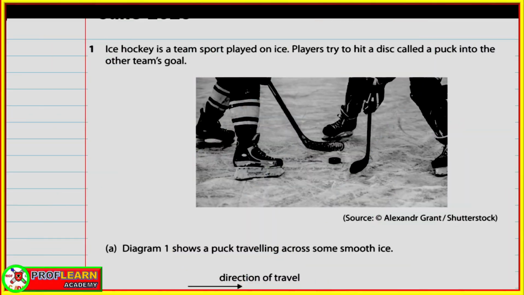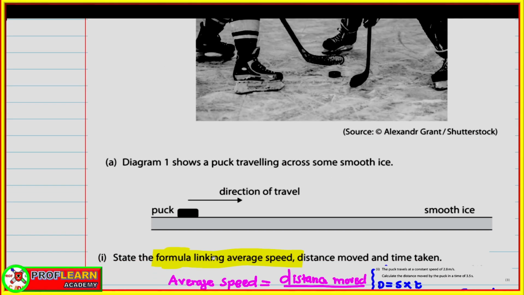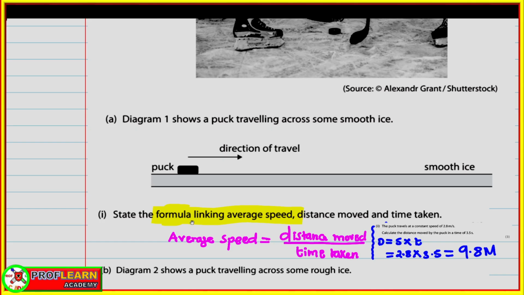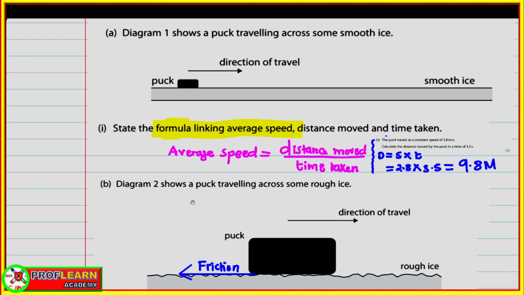So diving in and getting started, the first area, students were supposed to have known the formula that is used to calculate average speed. So the formula that links average speed, distance moved, and time taken. And this is exactly what you are supposed to say.